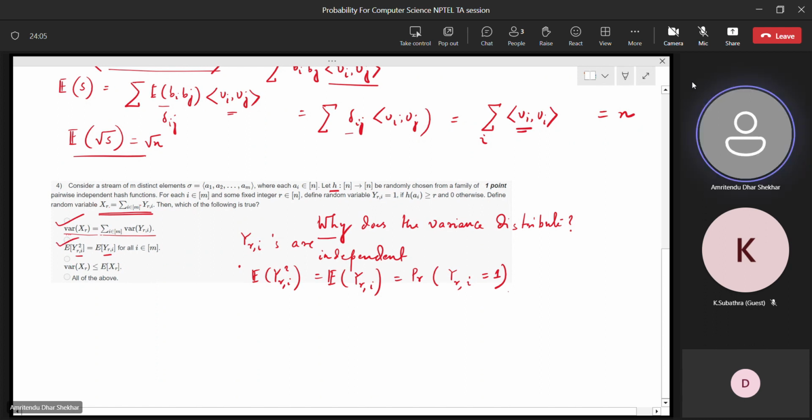And finally, it says the variance of X_r is less than or equal to the expectation of X_r. This you can verify. This is also true.